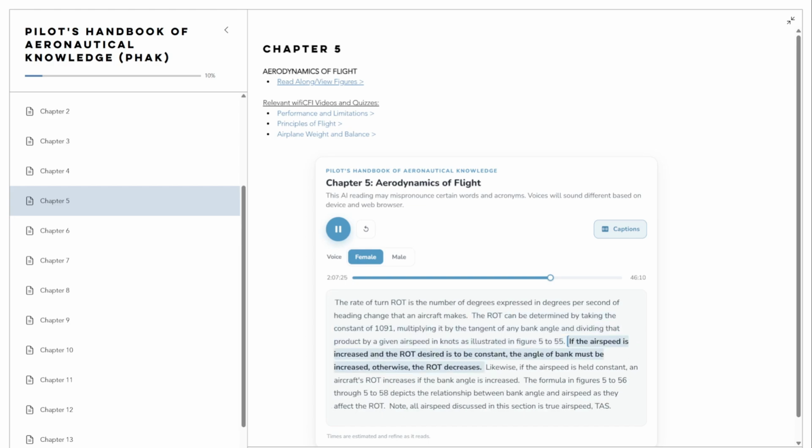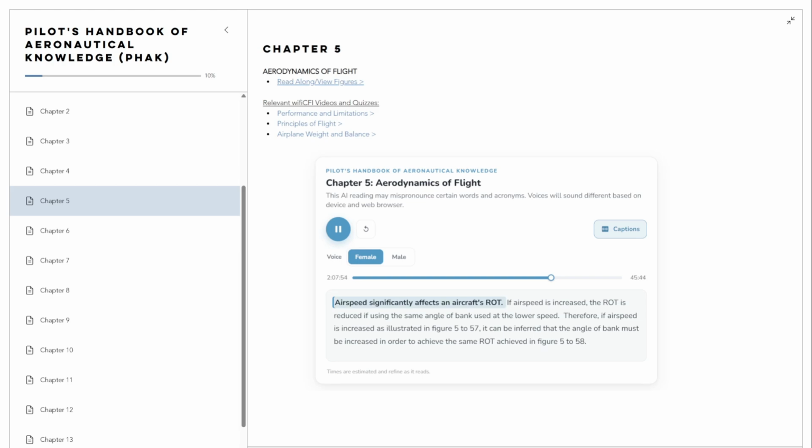If the airspeed is increased and the ROT desired is to be constant, the angle of bank must be increased; otherwise, the ROT decreases. Likewise, if the airspeed is held constant, an aircraft's ROT increases if the bank angle is increased. The formula in figures 5-56 through 5-58 depicts the relationship between bank angle and airspeed as they affect the ROT. Note, all airspeed discussed in this section is true airspeed, TAS.